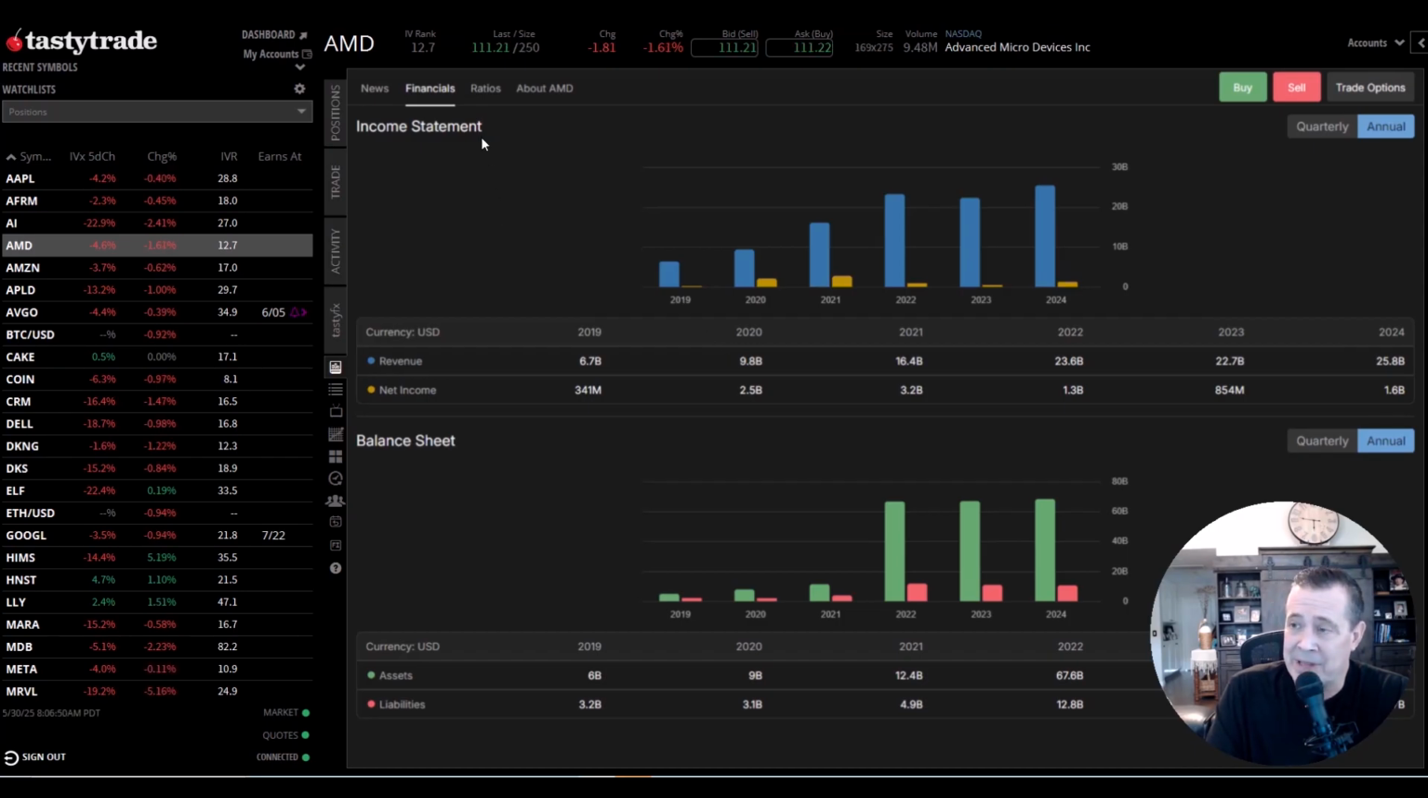Here's the income statement for AMD. Increasing revenue and net income every single year. The balance sheet, super strong every single year, increasing.